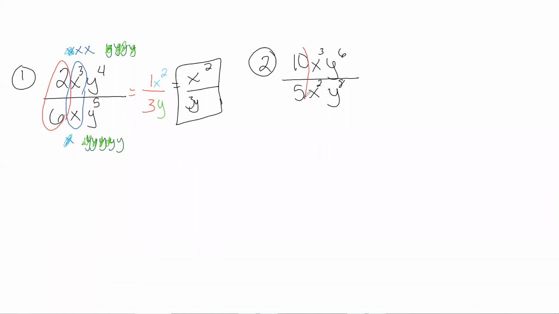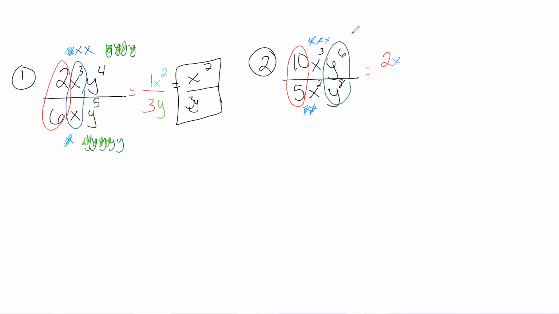So going over this one, 10 divided by 5 is 2. If I put that in the calculator, so that's going to be on the top. My x's, same thing as before. I had 3 x's on the top, 2 x's on the bottom. If I cancel them out, I have 1 x left on the top. And then the same thing we're going to do with our y's here.